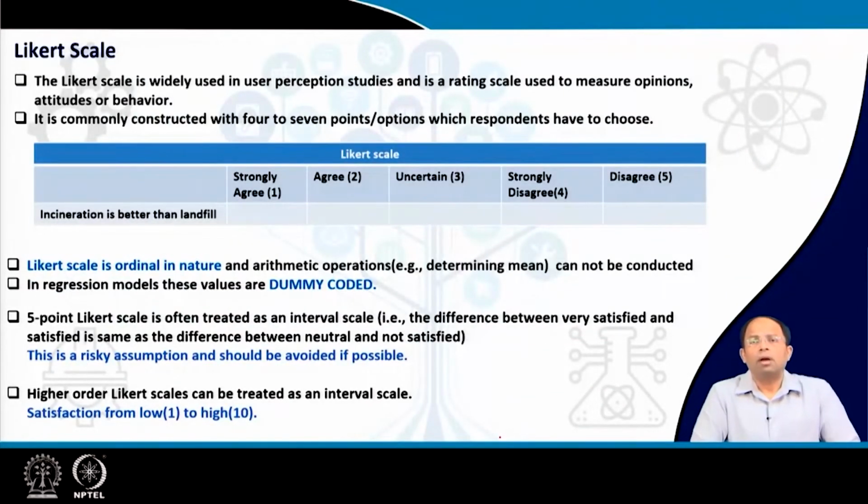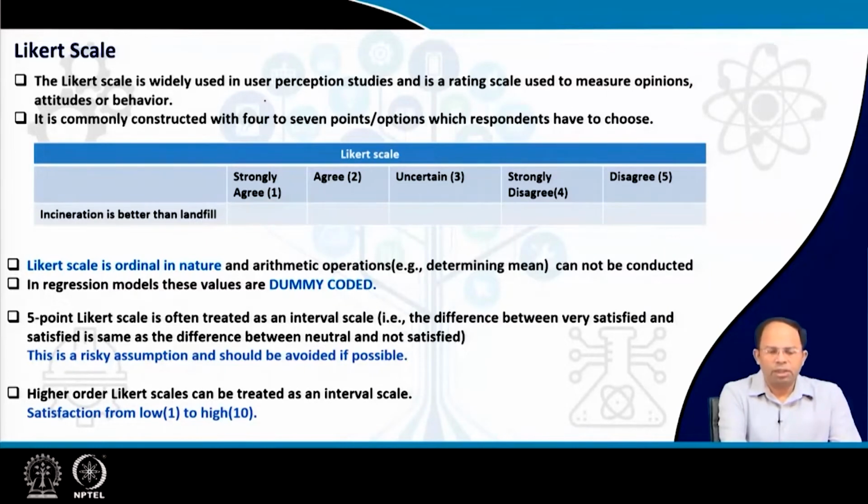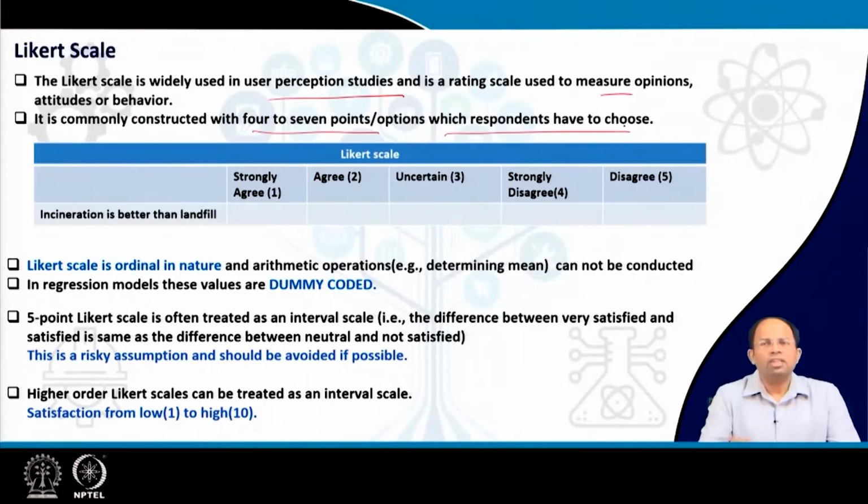So now, how do I take these ratings? Usually we use the Likert scale to take ratings of people's opinions, attitudes, and so on. The Likert scale is widely used in user perception studies, and it is a rating scale to measure opinions, attitudes, or behavior. It is commonly constructed using 4 to 7 points from which respondents have to choose. So this is an example.